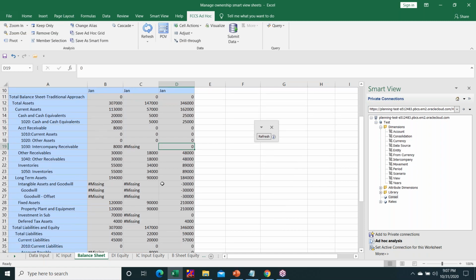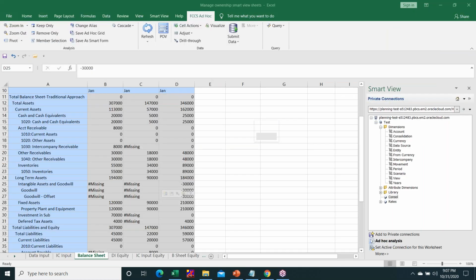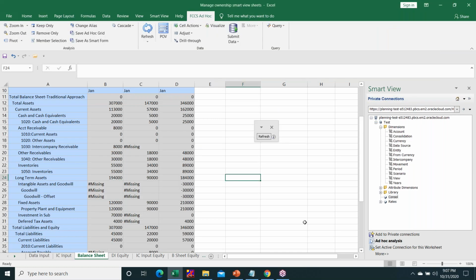Now here you will find the number of goodwill. As per our example, we have also calculated the goodwill number, that is 30,000. Now how is this number coming? Legal entity 01 has made the investment of 70,000. So they had made the investment of 70,000 and they had taken the acquisition of 80%.